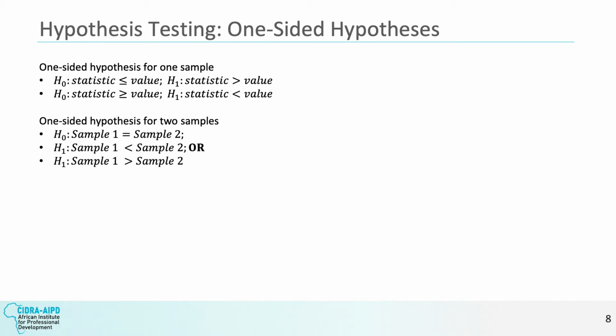For example, a null hypothesis could be that AIPD students have an average height less than or equal to 1.7 meters, or that AIPD students have the same average height as the general population of Rwanda. The alternative hypothesis in the first case would be that AIPD students are taller than 1.7 meters on average. An alternative hypothesis in the second case could be that AIPD students have an average height less than the general population of Rwanda.